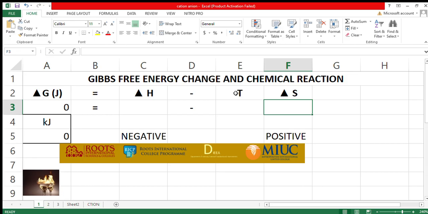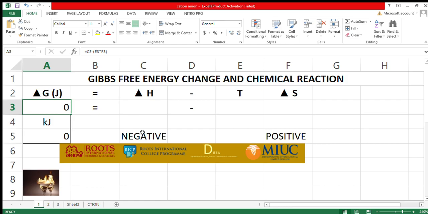Please remember, for a chemical reaction or a physical change to be feasible, this value delta G, the Gibbs free energy, must be negative. If this value is positive, that particular chemical reaction or physical change will not be feasible.